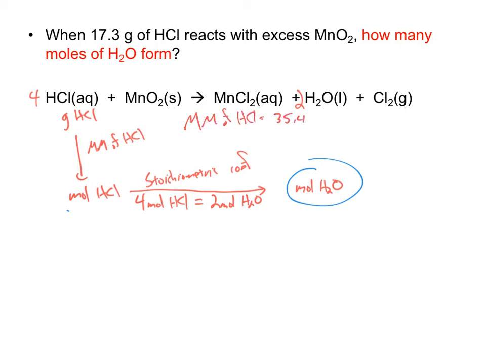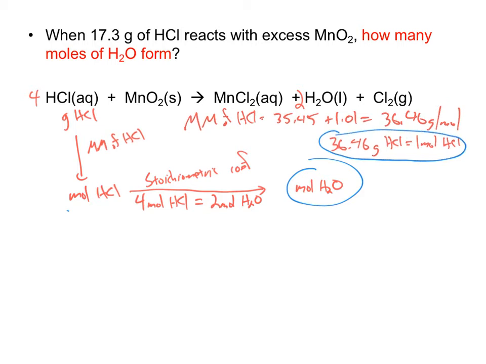is 35.45 for the chlorine, 1.01 for the hydrogen, so it's 36.46 grams per mole, or I often like to write that as 36.46 grams of HCl is equal to 1 mole of HCl. So the two conversion factors I'm going to use are the molar mass and the stoichiometric coefficients.